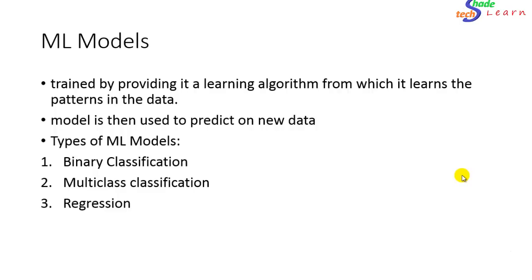Now we will move to machine learning models. Once the pre-processing is done, your data is ready for a model to be built on it. To train an ML model, we need to decide a machine learning algorithm so that the algorithm can learn patterns from the data. This model is then used to predict the target attribute on unseen data.